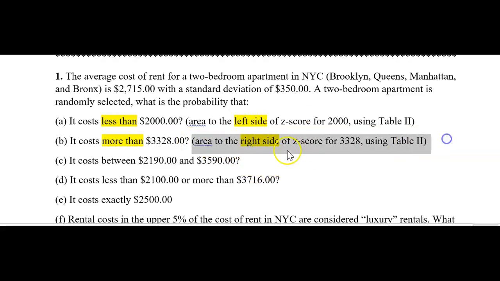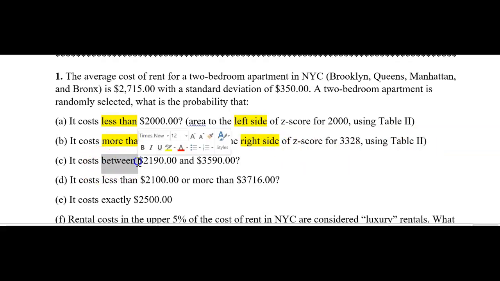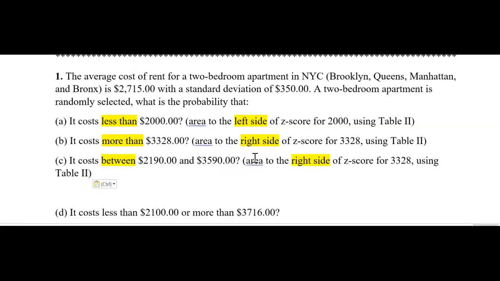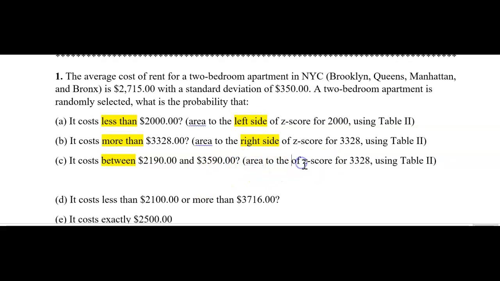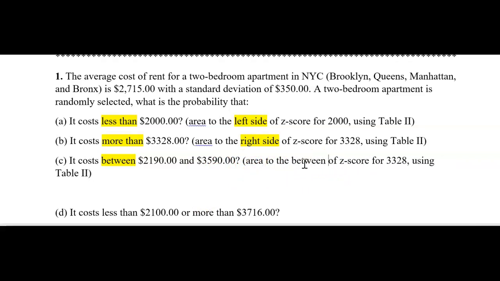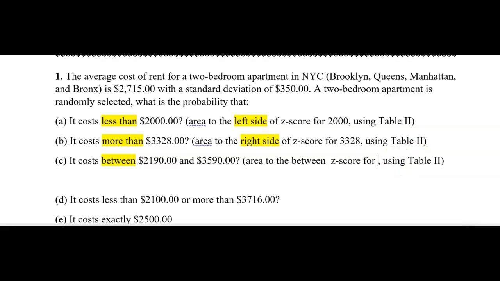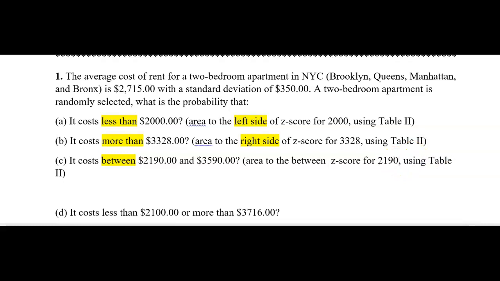For this one here, between. I'm giving you how to do it, so those of you who want to do it before you look at my solutions or continue with the video, find the area between the z-score for 2190 and 3590.